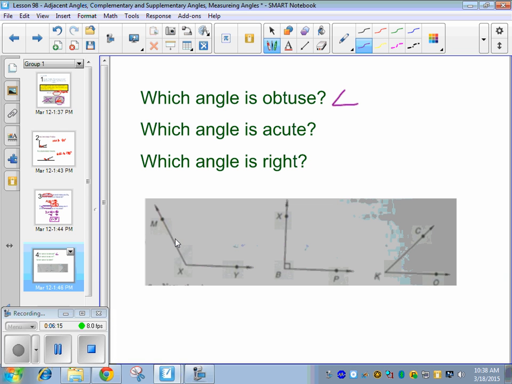Good. What else do I have to do? All right, two ways you can do it. You can say MXY or YXM, but X has to be in the middle. So MXY. You can't see in the back. Always the one that's the vertex has to be in the middle, but you can go either way.